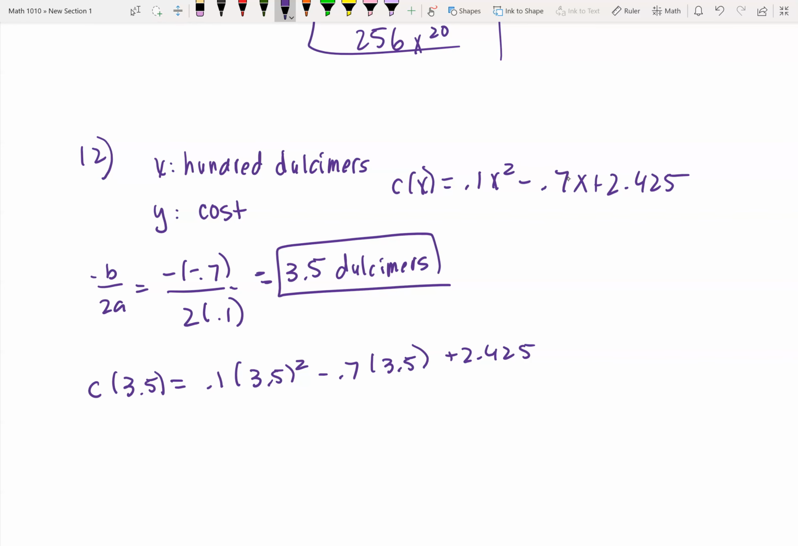So I'm going to store 3.5 in my calculator. Actually, I'm going to go 3.5, store, enter. Then I'm going to go 0.1 memory bar enter x squared minus 0.7 memory bar enter plus 2.425, and I get 1.2.